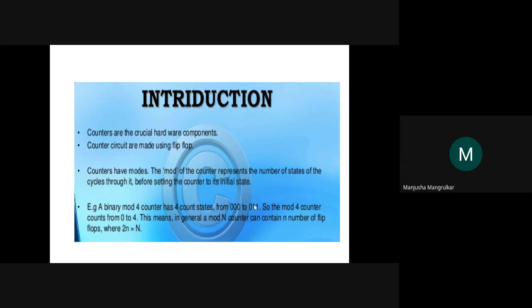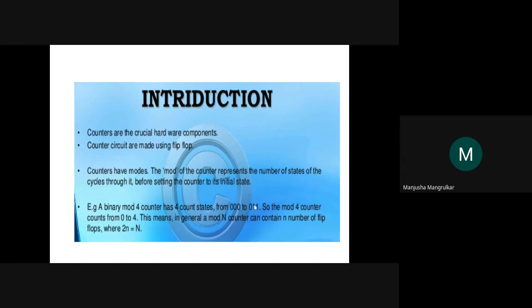A binary mode 4 counter has 4 count states, from 00 to 11, right? That means 00, 01, 10, 11. So these are the four modes of the counter. When it finishes 11, again it comes back to 00, 01, 10 and 11. So the mode 4 counter counts from 0 to 3.